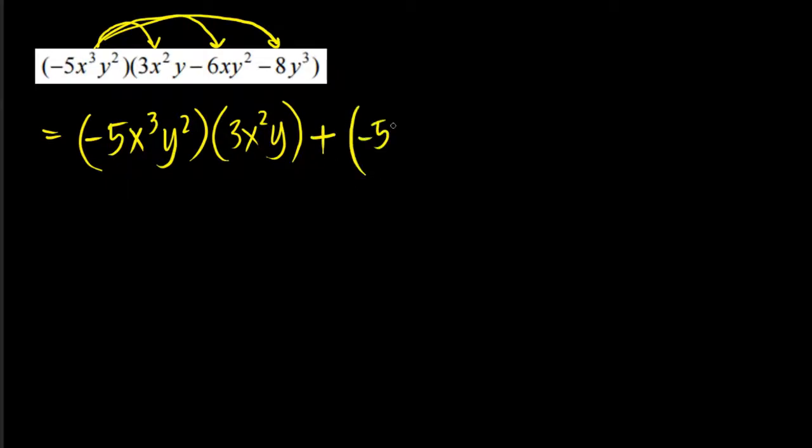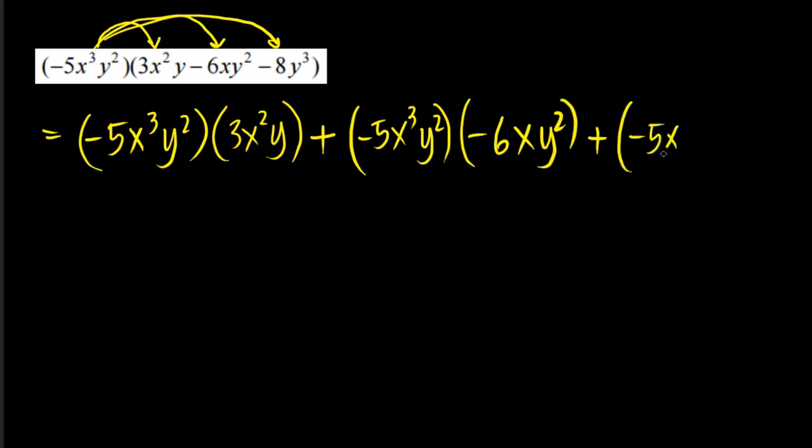Next, si negative 5x cubed y squared, i-multiply mo kay negative 6x y squared. So, this time, ikapihon ta naman liwat ang sign sa tubangan sang term. So, puro na plus, pero tikapihon mo lang yung sign. Okay? And finally, we have negative 5x cubed y squared times negative 8y cubed. Okay? So, check.